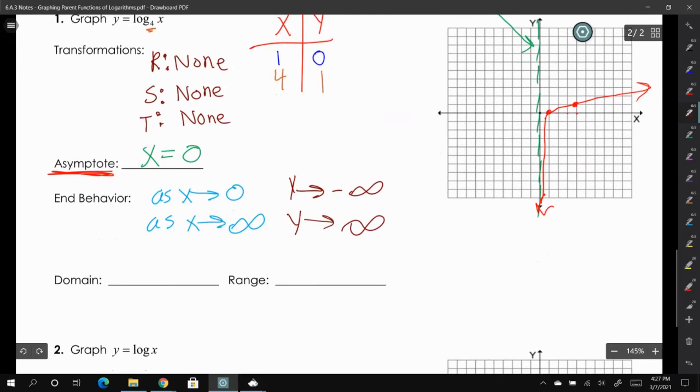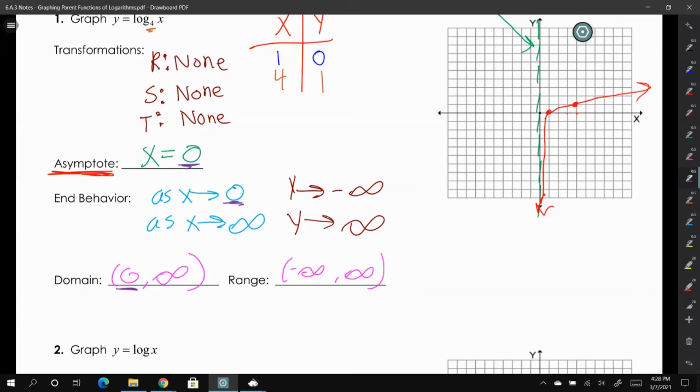So then domain and range, your domain is going to be 0, infinity, because those are the x values we have. And our range is going to be negative infinity, infinity. We hit all y values, but we don't hit all x values. And you'll notice that these all match up. That's how you can tell that you're doing this right.